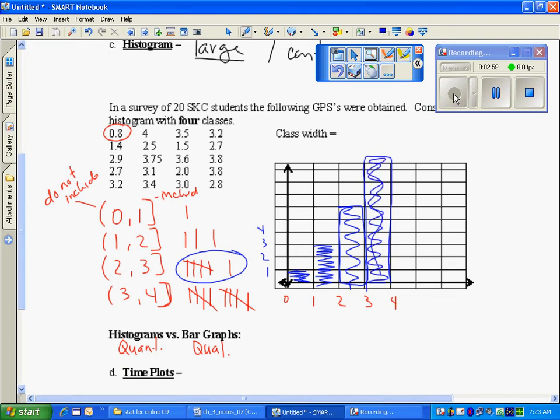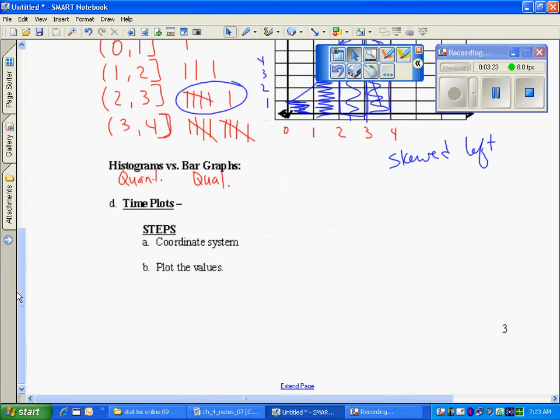So when we look at this, a histogram is very good for looking at the distribution. So when you go and look at your models, this one looks like it would be skewed. And my tail's here, and then it comes up. So it looks like it's skewed left. Histograms are used often, and they're very good for determining the model. Don't confuse histograms with bar graphs.